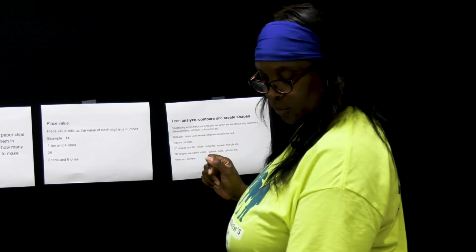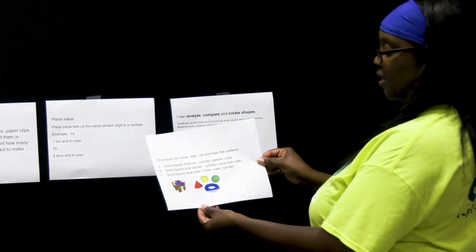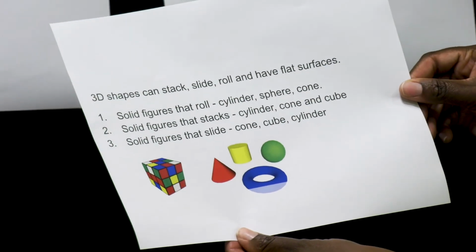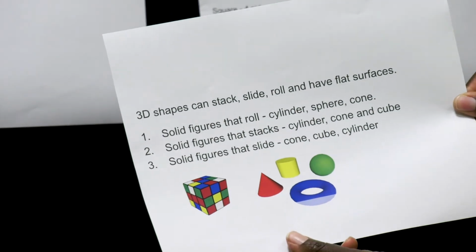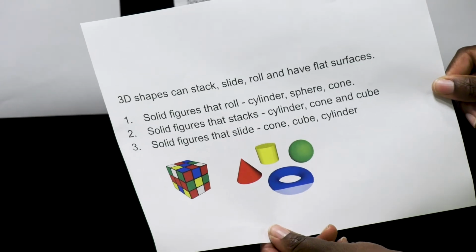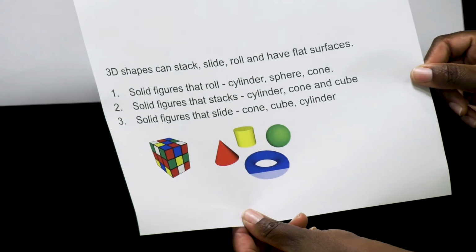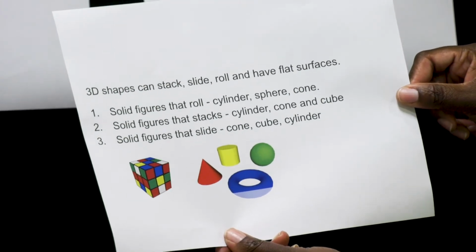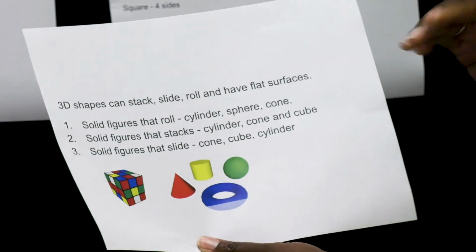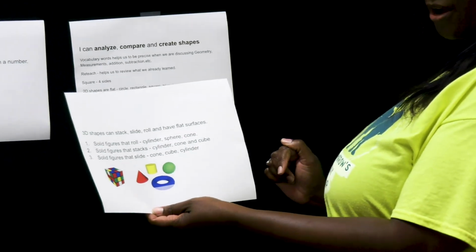I'm going to show you one little quick one. This one says 3D shapes can stack, slide, roll, and have flat surfaces. Number 1, solid figures that roll would be a cylinder, a sphere, and a cone. Number 2, solid figures that stack: cylinder, cone, and a cube. Number 3, solid figures that slide: cone, cube, and a cylinder. And as you can see, I make sure I put in the cute little graphics to go hand in hand with the lesson that we're talking about.